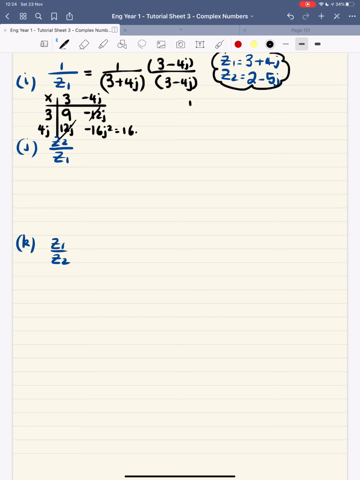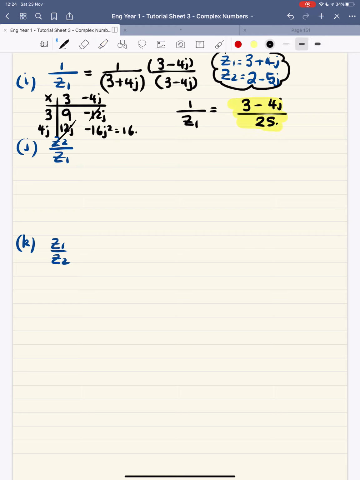So our answer, 1 over Z1, is 3 minus 4j on the top. And then on the bottom, they cancel out, so it's 9 plus 16, which is 25. And there's our answer there.